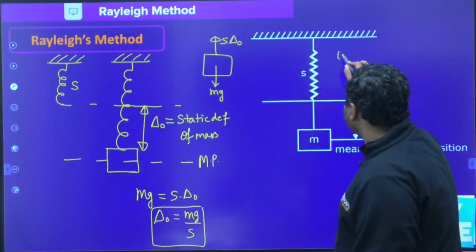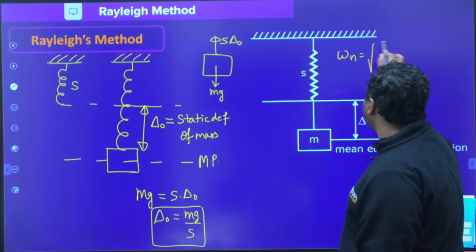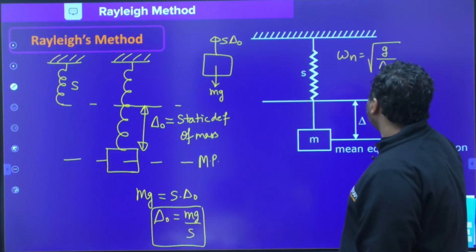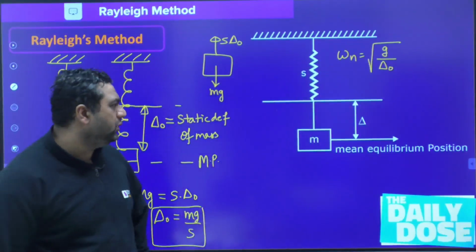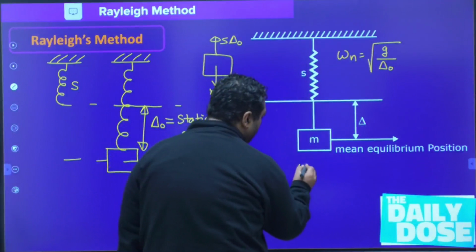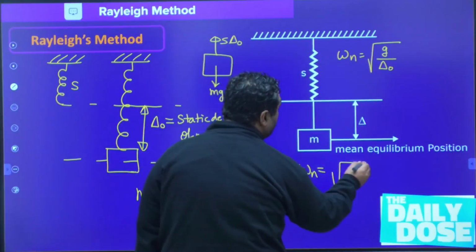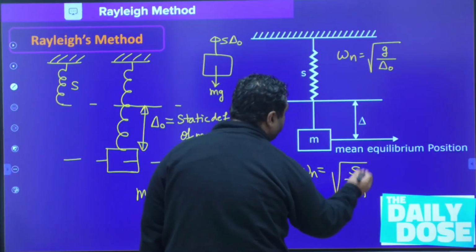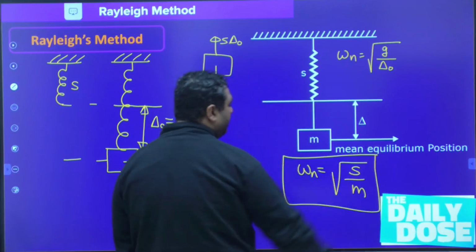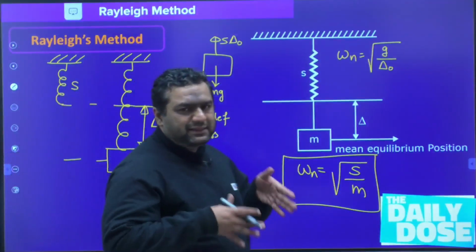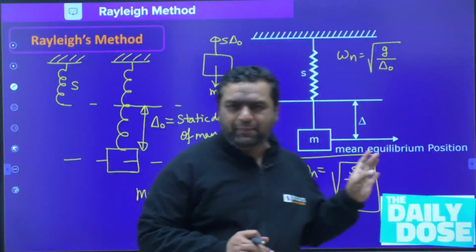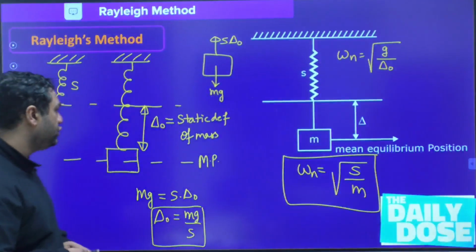So the Rayleigh method says natural frequency is simply square root of g by delta naught. And when you put the value, omega n comes out to be square root of S by M. This is the expression for natural frequency, because delta naught is mg by S. But this daily dose is not to teach you the Rayleigh method. This is to do a wonderful question on this.